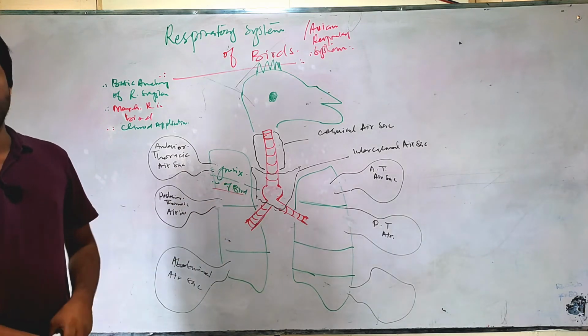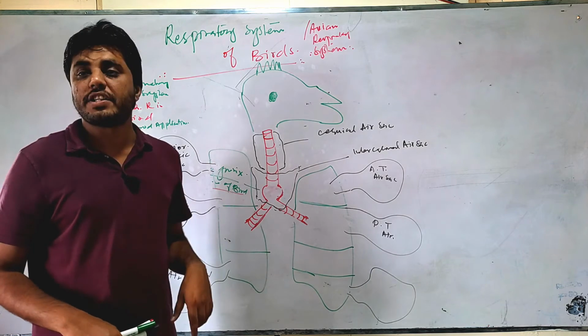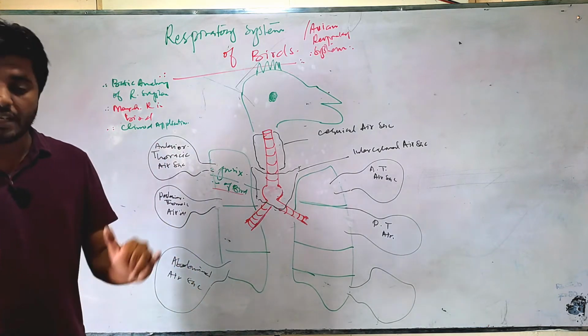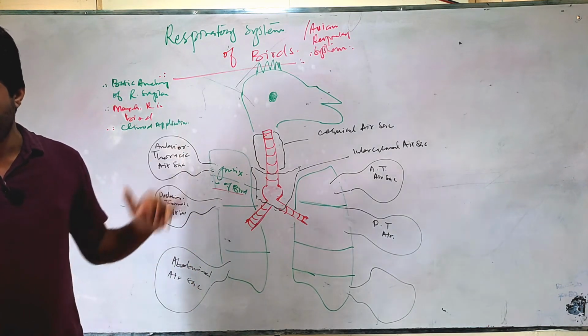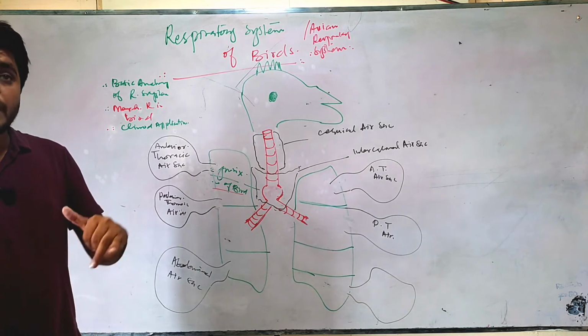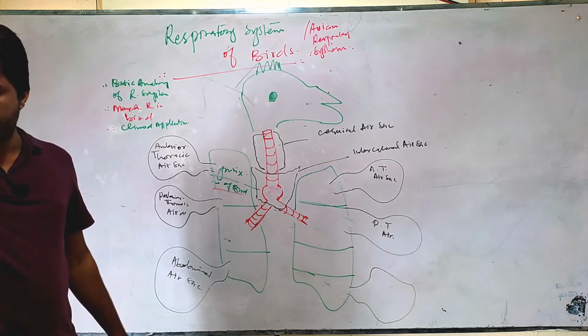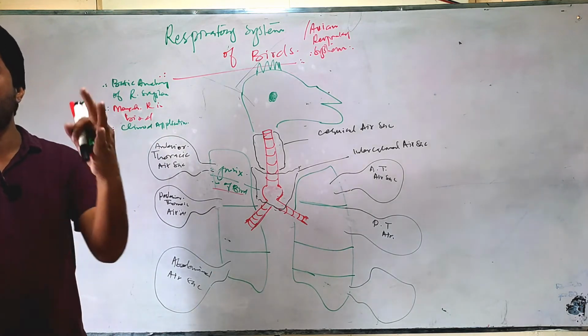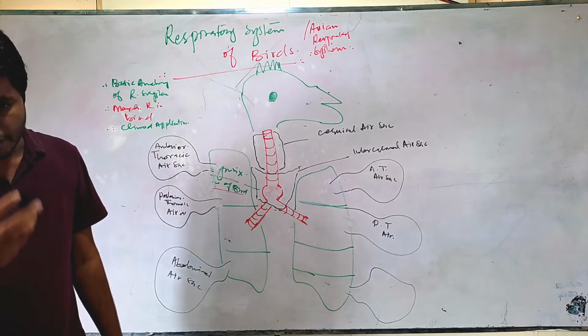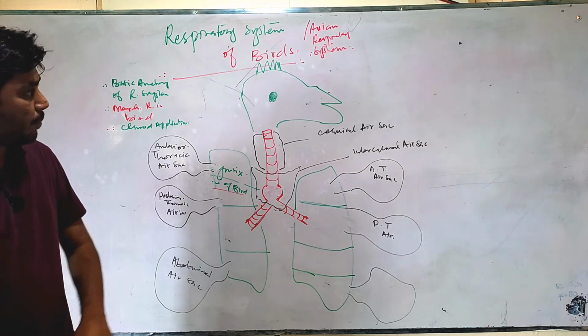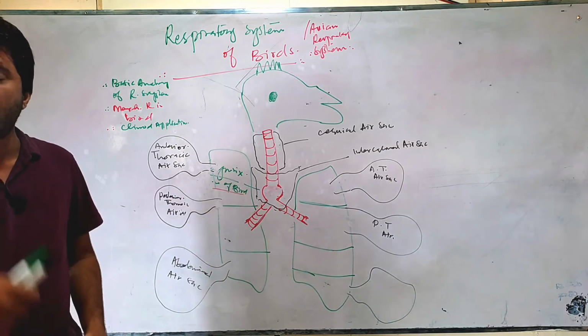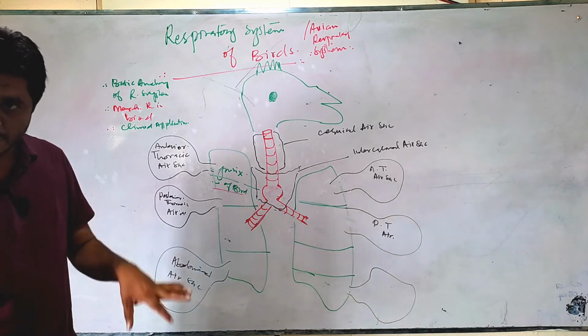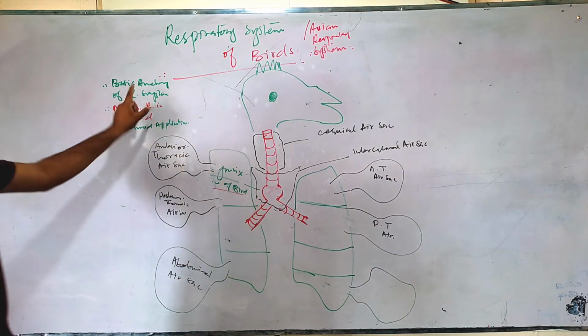Another thing: the bird's respiratory system is considered the most efficient respiratory system among different animals. Why? Because birds need to fly and go to high altitude, where the level of oxygen decreases. So they need a more efficient respiratory system. That's why the bird respiratory system is more efficient compared to mammalian species.